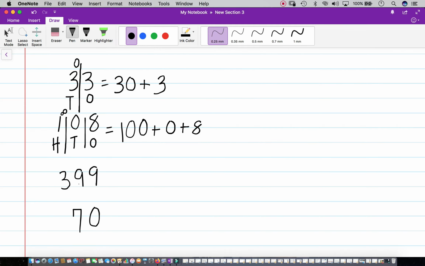Okay. Can you tell me what this number is? 399. Good. And that gives us how many digit places? 1, 2, 3. Great job. Okay. So 9 is in our ones place. So write an O for 1. Our 9 is in our tens place. Great job. And our 3 is in our hundreds place. Good job.